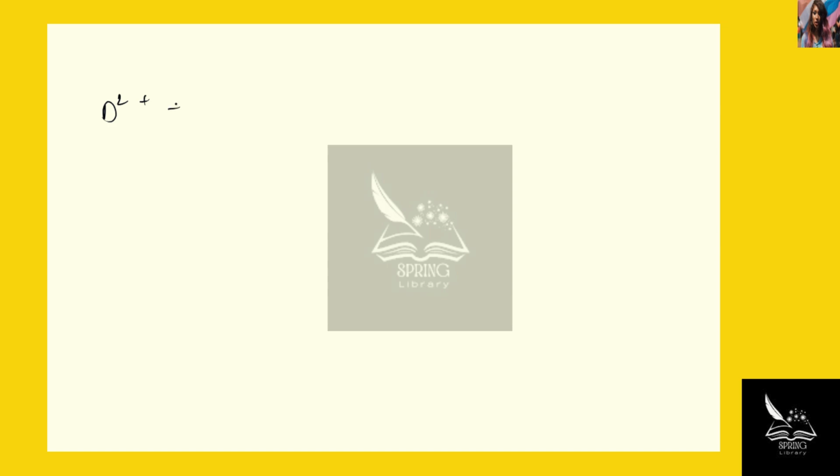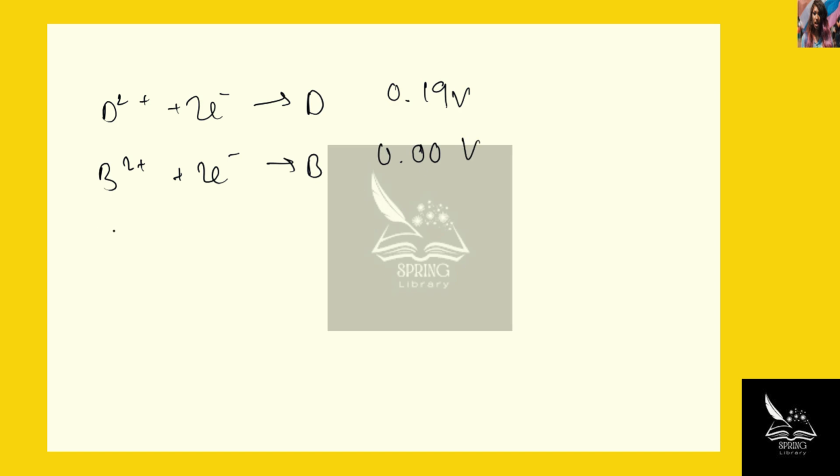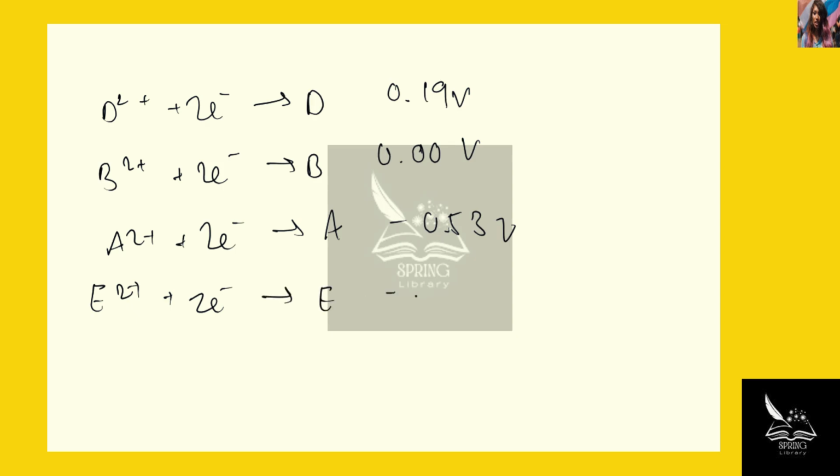D2+ plus 2 electrons to generate D, 0.19. B2+ plus 2 electrons to generate B, 0.00 volts. A2+ plus 2 electrons to generate A is negative 0.53 volts. Next we have E2+ plus 2 electrons to generate E is negative 0.81. Lastly, we have C2+ plus 2 electrons to generate C is negative 0.94 volts.